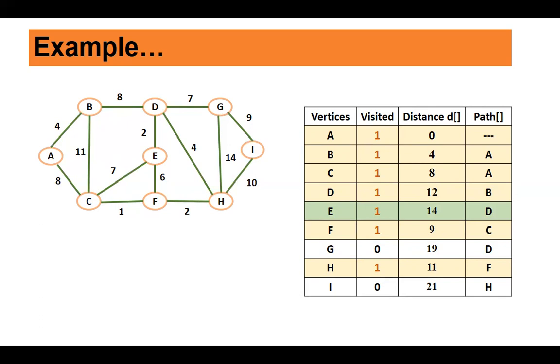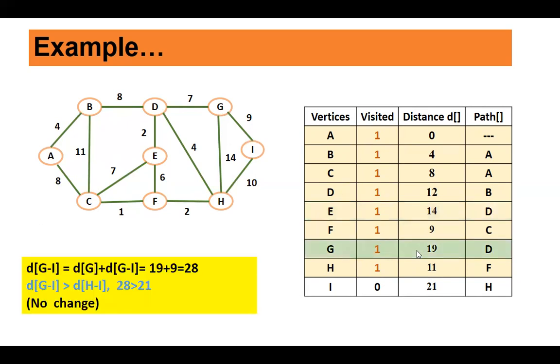Now the next vertex with minimum distance you need to select is G because there are only two remaining now, G and I with the distance 19 and 21. So let us select G with the minimum distance 19. Fine. Now from G you can reach D, you can reach H and you can reach I. Now D is already included in the shortest path, so you cannot consider this. You cannot consider H also, it is also included, right? So what is remaining is only I.